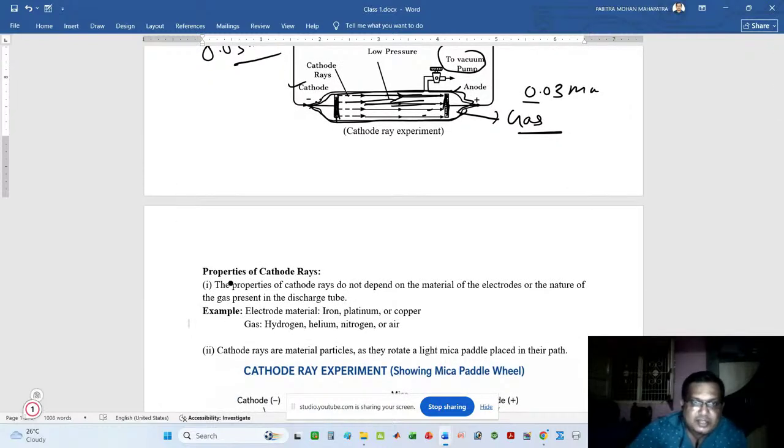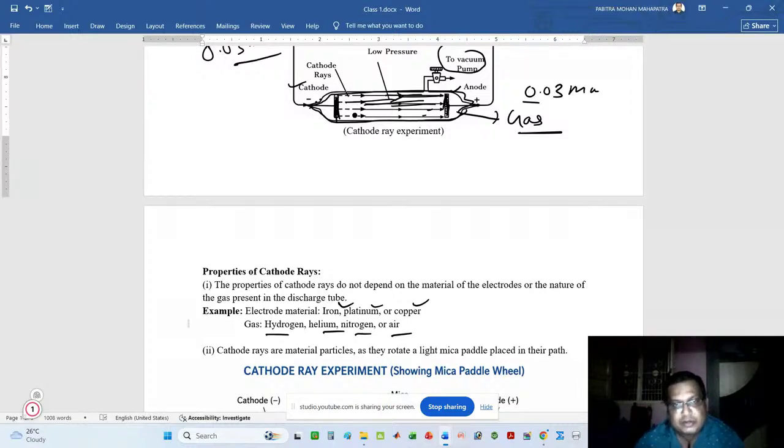At first, I want to say that you can take a gas like hydrogen, helium, nitrogen, or air, and you can also change the different types of electrode here. That is your iron, platinum, copper. The cathode and anode may be made of different materials, and the gas present in the discharge tube may be any type of gas, maybe hydrogen, helium, nitrogen, or air. But remember, the properties of cathode ray do not depend.